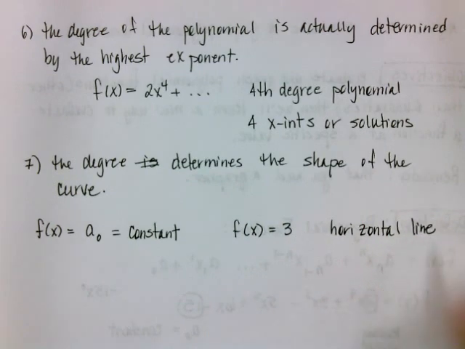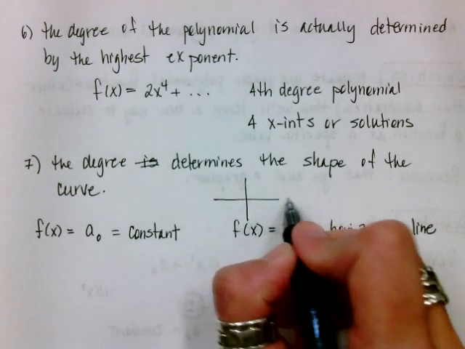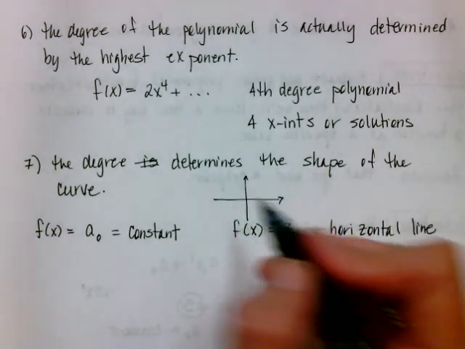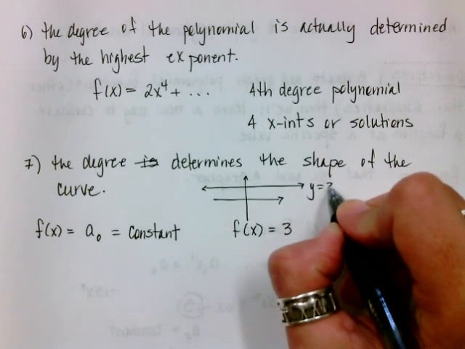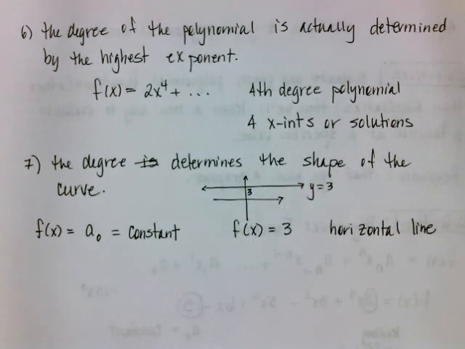Okay? So the graph of that, so if I had a little graph, there's my x and y coordinate, and this would be my graph at y is equal to 3. So we'll put a little 3 right there. All right, so that's what f of x is equal to a to the 0 would look like.